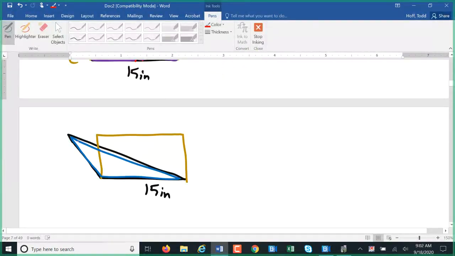So the height of that rectangle is still the distance from this opposite corner, opposite vertex, back to that base, only it still has to be measured at a right angle, or perpendicular. So we have to extend the base up.